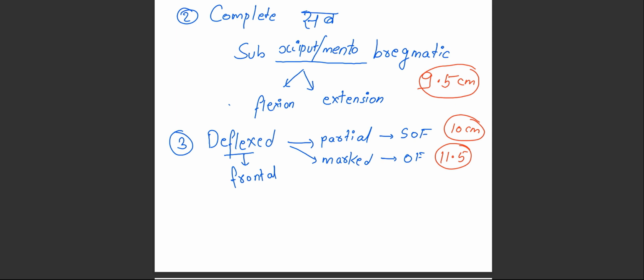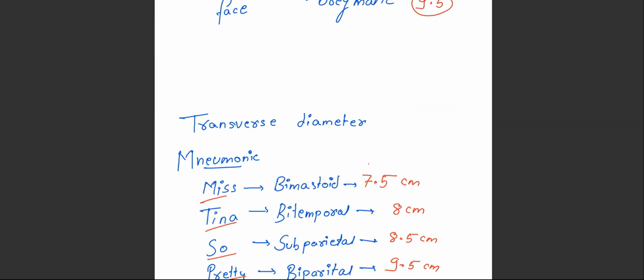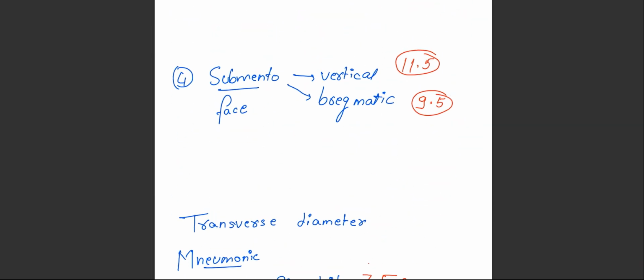Partially deflexed head represents the sub-occipito-frontal diameter, and markedly deflexed head represents the occipito-frontal diameter. Occipito-frontal diameter is 11.5 centimeter, which is the second largest diameter after the mento-vertical diameter, and sub-occipito-frontal diameter is 10 centimeter.